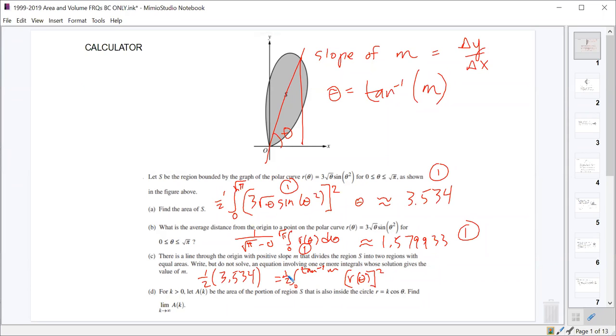And we don't need to write the other one where we go from inverse tangent of m to the square root of pi. It's good enough to just show one. Correct. I mean, you could if you wanted to. You could do 1/2 of the integral from 0 to inverse tangent m of r of theta squared equals inverse tangent of m to root pi, or 1/2 of that integral. That'd be fine. But since we already knew the full area of S, then you can just use 1/2 of 3.534.